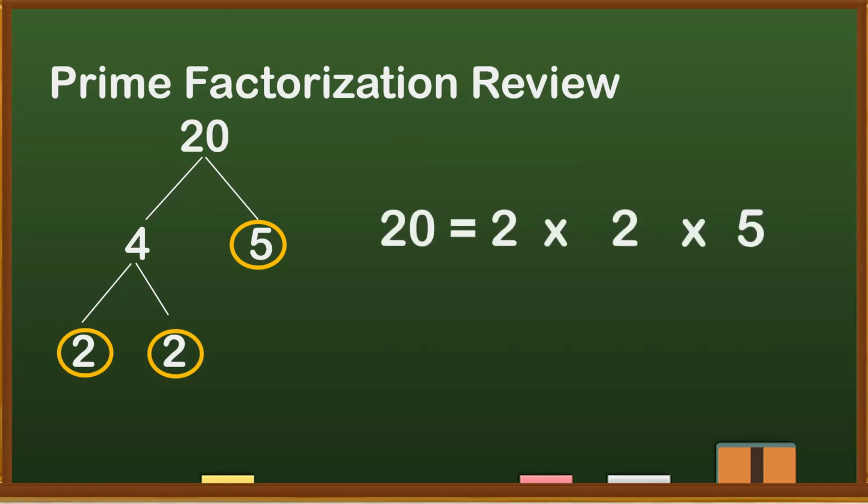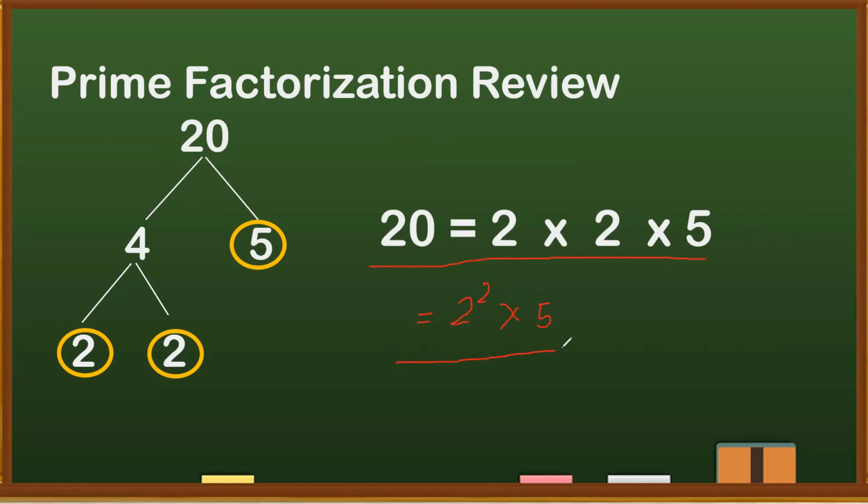So, ibig sabihin, yung prime factors of 20 is 2 times 2 times 5, or pwede natin siyang isulat as 2 raised to 2 dahil we have 2 2's times 5. Okay? So, pwedeng ganito yung answer natin. Pwede rin namang ganito. Okay, so yun lamang yung review natin about prime factorization. Kailangan natin siya sa pagkuha ng greatest common factor.